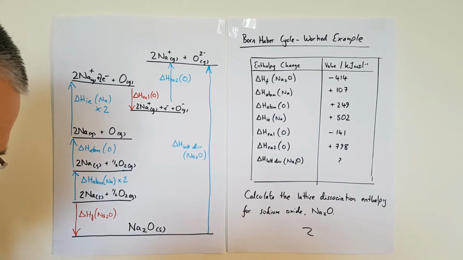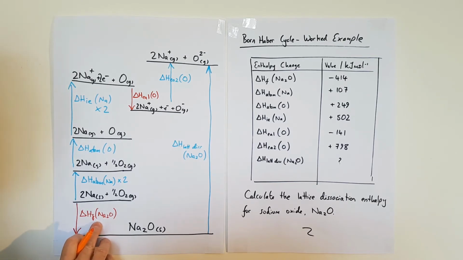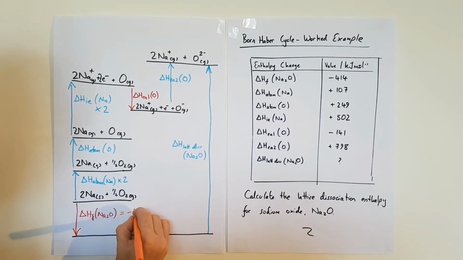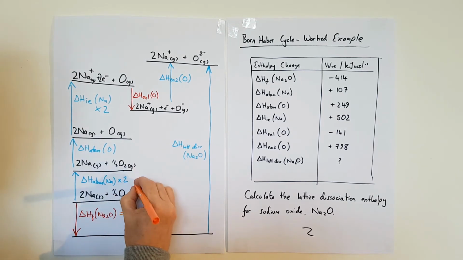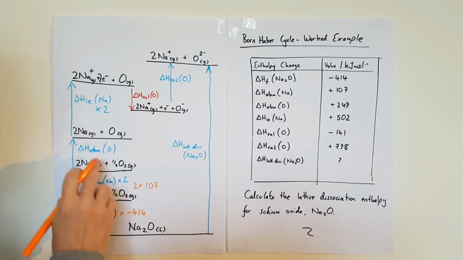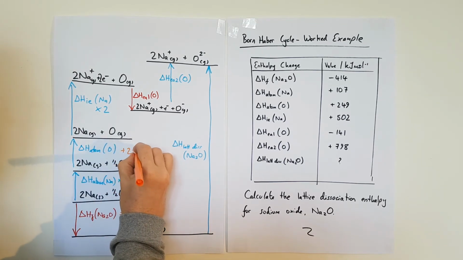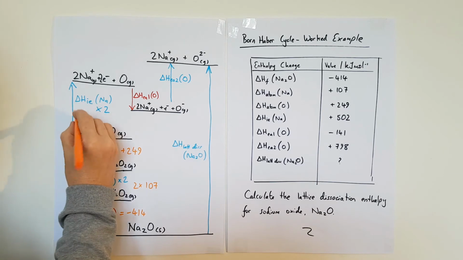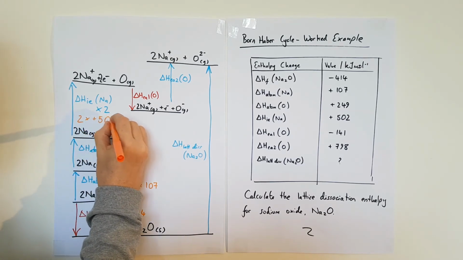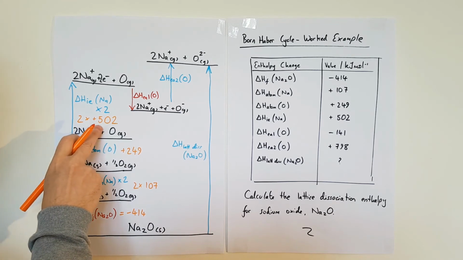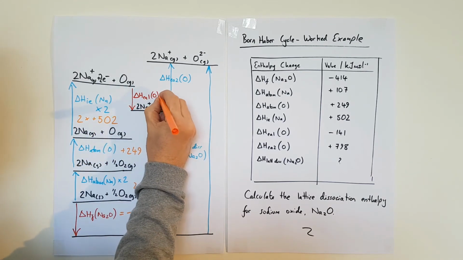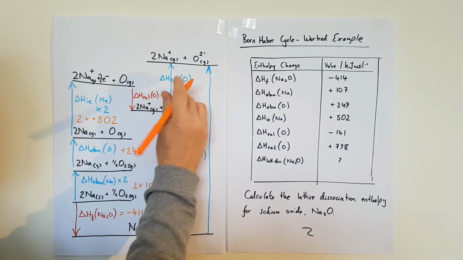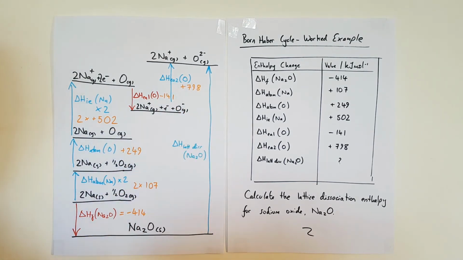Okay, well let's put in some numbers. So delta HF for that is minus 414. Then we need 2 lots of atomization. We need 1 lot of atomization for sodium, for oxygen, 2 for sodium, 1 for oxygen. We need 2 lots of 502. I'll try and write the number rather than the formula this time. EA1 there is minus 141, EA2 is plus 798.